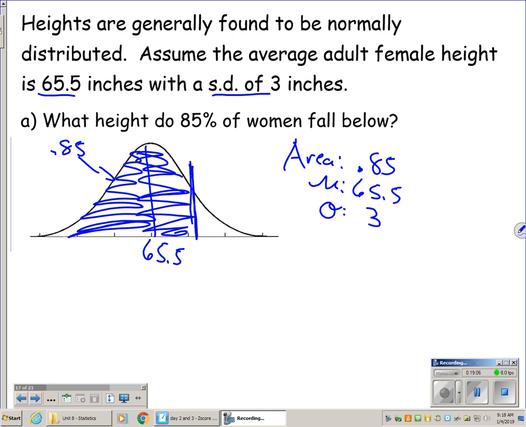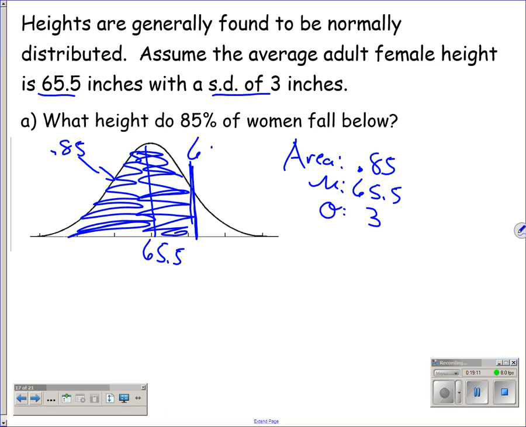So as a class, we got, oh, what was it? I forgot. 68.6. Makes sense to me. It's a little bit higher than the mean. Yeah, 85th percentile, and we're good there. Okay. Questions on that?